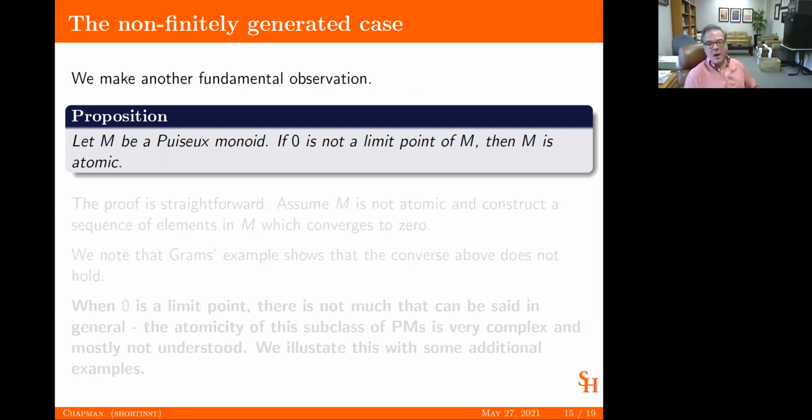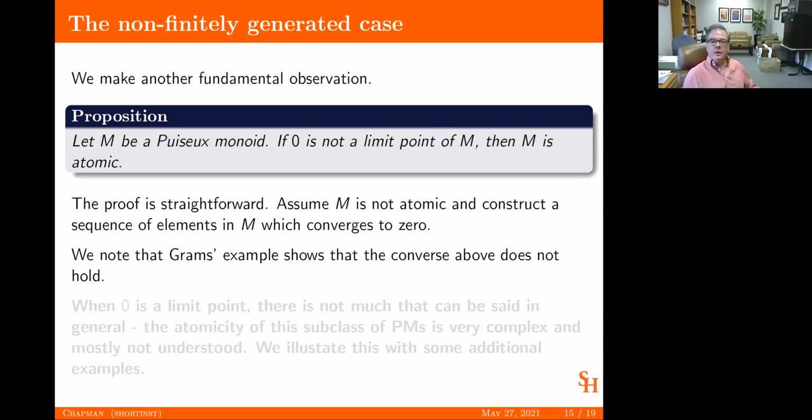Okay, now here's probably the best result I have. It doesn't have an overly difficult proof. It takes about three-quarters of a page to prove this. But if you have a Puiseux monoid, and if 0 is not a limit point of M, then M is atomic. And as I'm saying here, the proof is straightforward. Assume that M is not atomic and you construct a sequence of elements which converges to 0. Again, this is not too difficult to see. And we note that Graham's example shows that the converse does not hold. Graham's example does have 0 as a limit point, and it's not atomic.